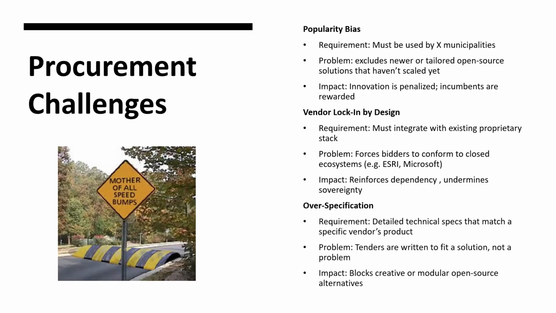These patterns aren't just inconvenient, they're systemic. If we want digital sovereignty, we need procurement that rewards openness, flexibility, and innovation, not just familiarity.